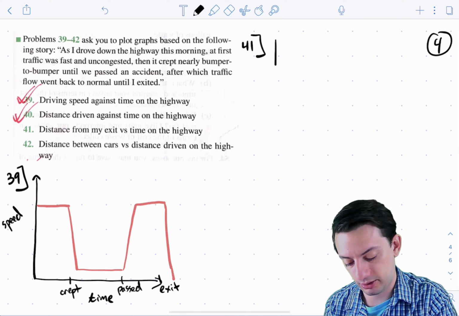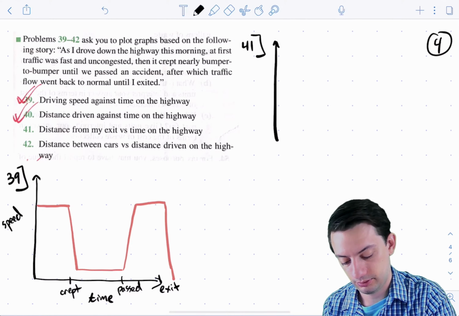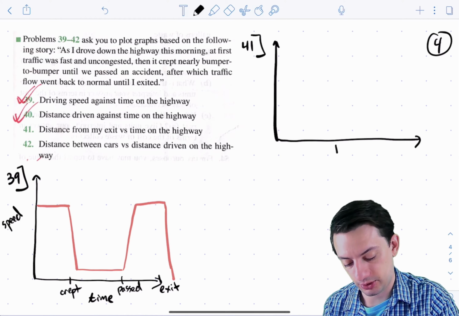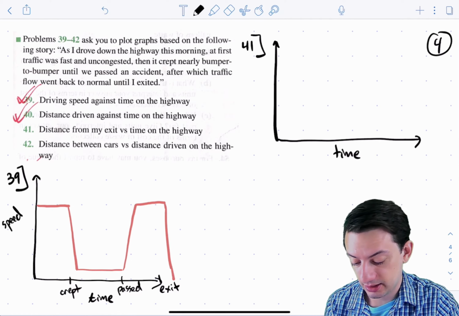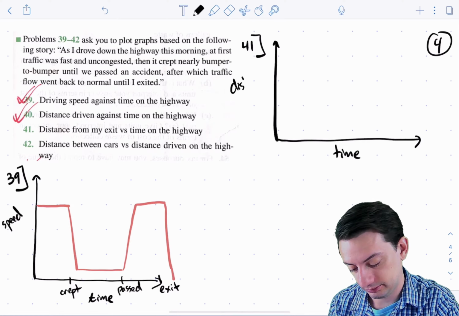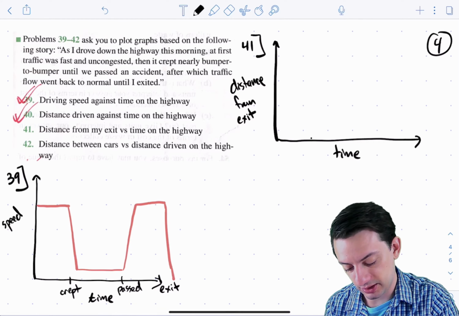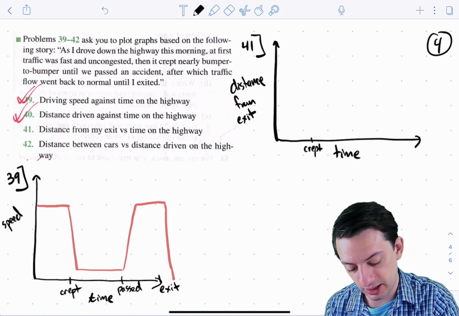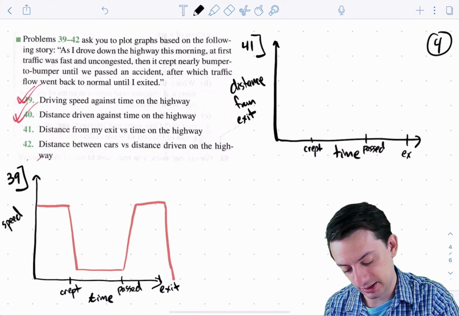Okay, so let's draw another set of axes here. Distance versus time. So we have time again on the independent axis and distance from my exit. And let's mark our same events here. So let's say that's where traffic started to creep slowly, and then we passed the accident, and then we exited.